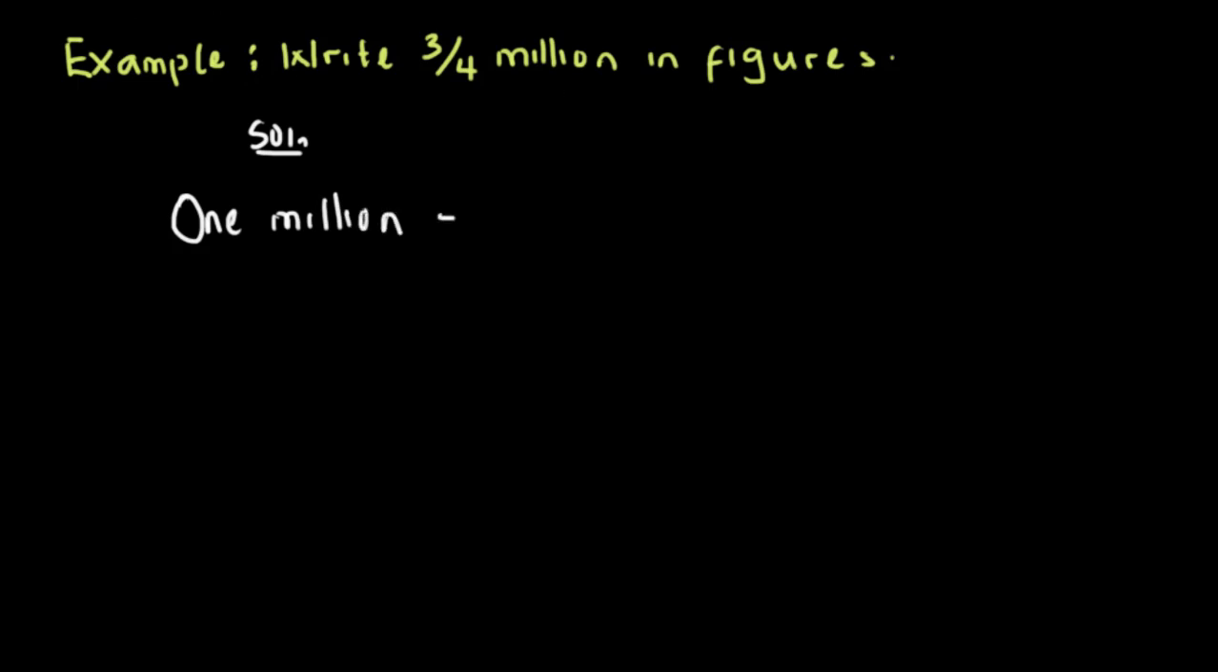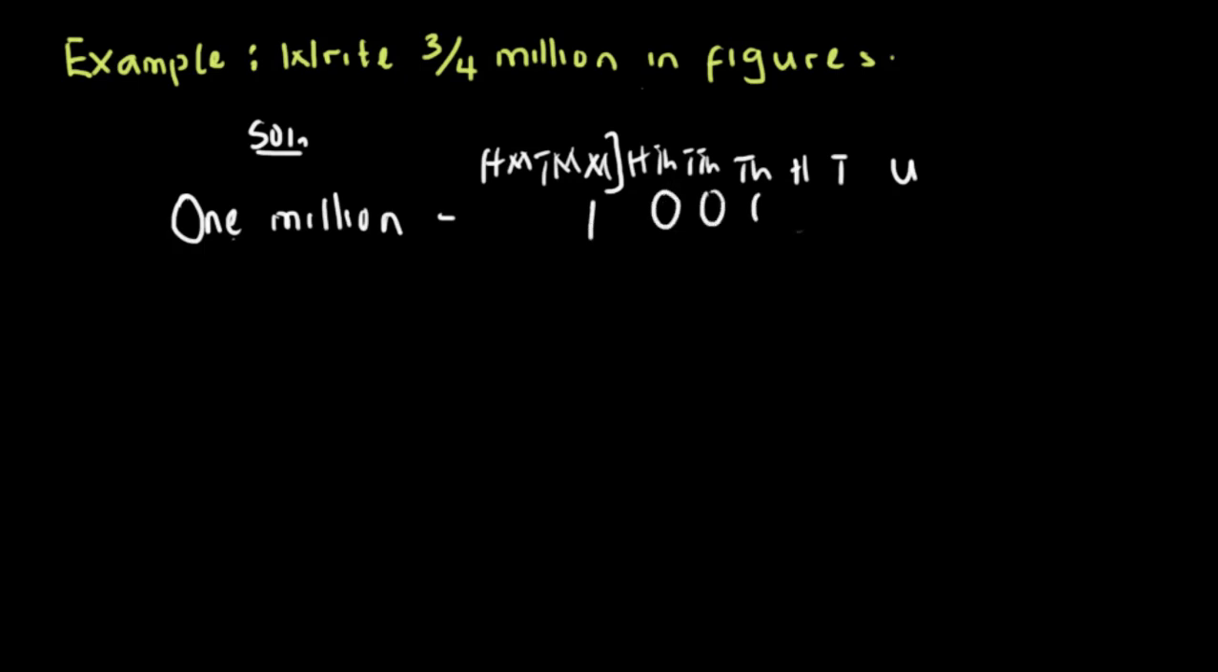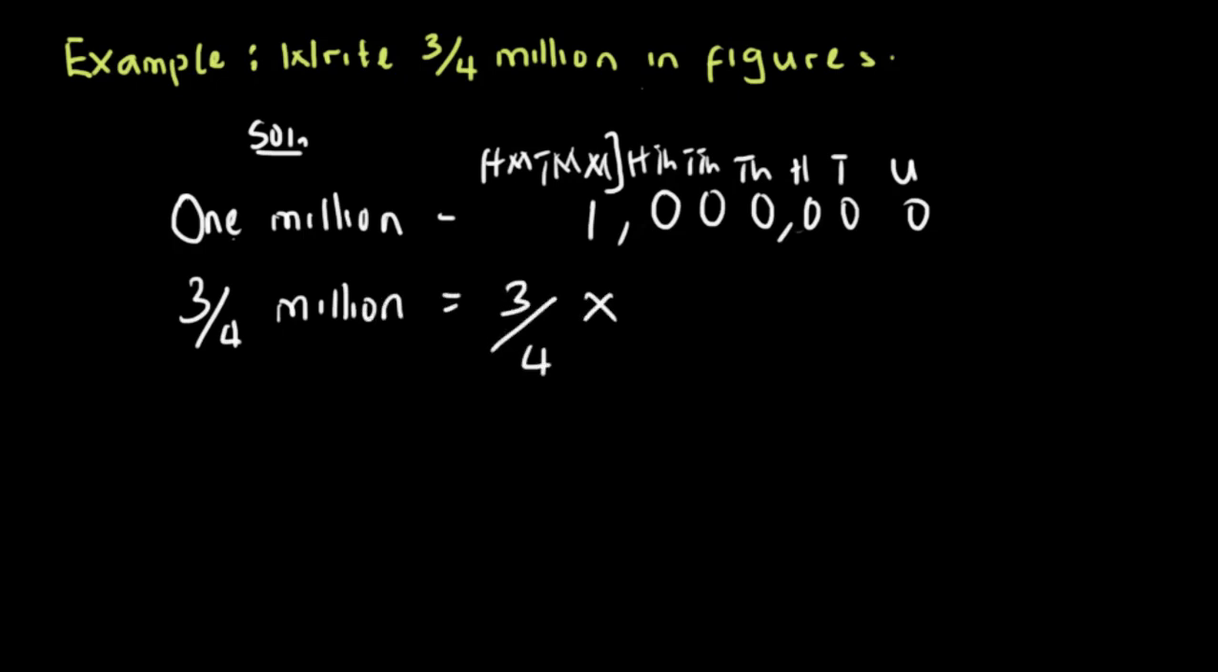Remember, we have units, tens, hundred, thousand, tens of thousand, 100,000, million, 10 million, 100 million. Now this is the million part. So if we want to write 1 million, we'll have 1 and the remaining will be zeros. But we are told to write 3 over 4 million. So 3 over 4 million will be equal to 3 over 4 times 1 million.